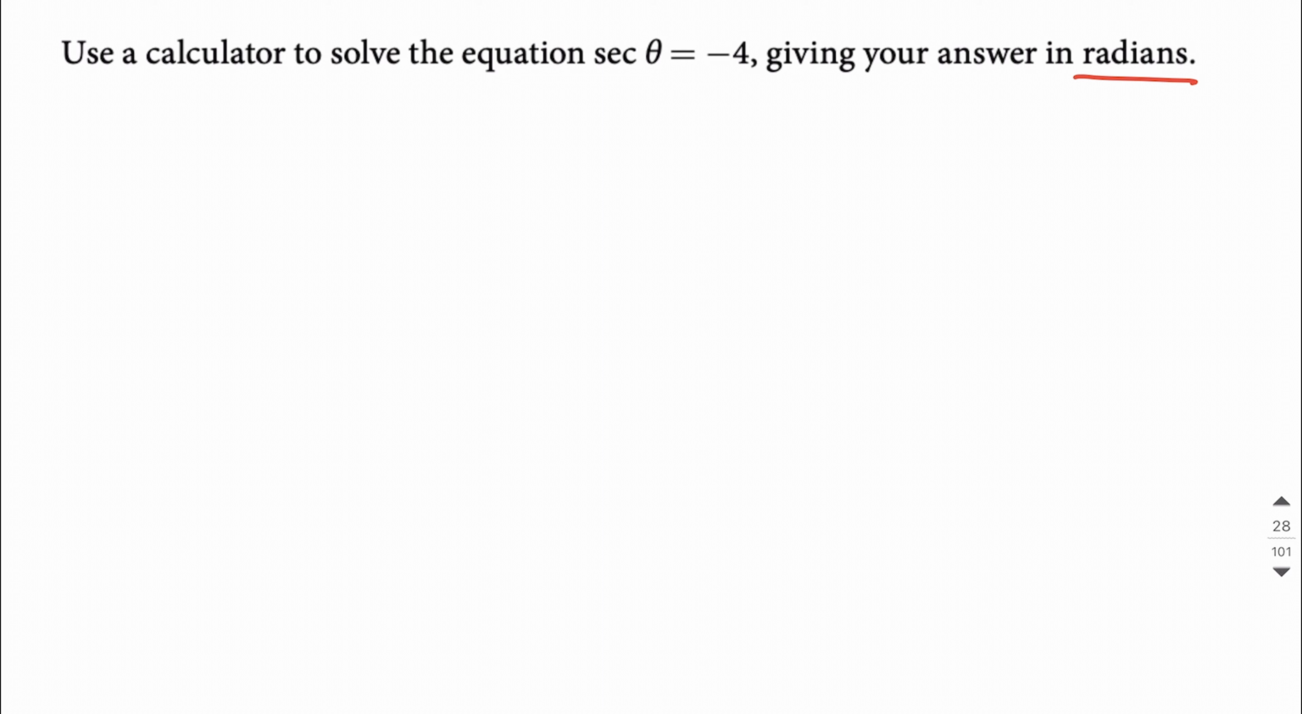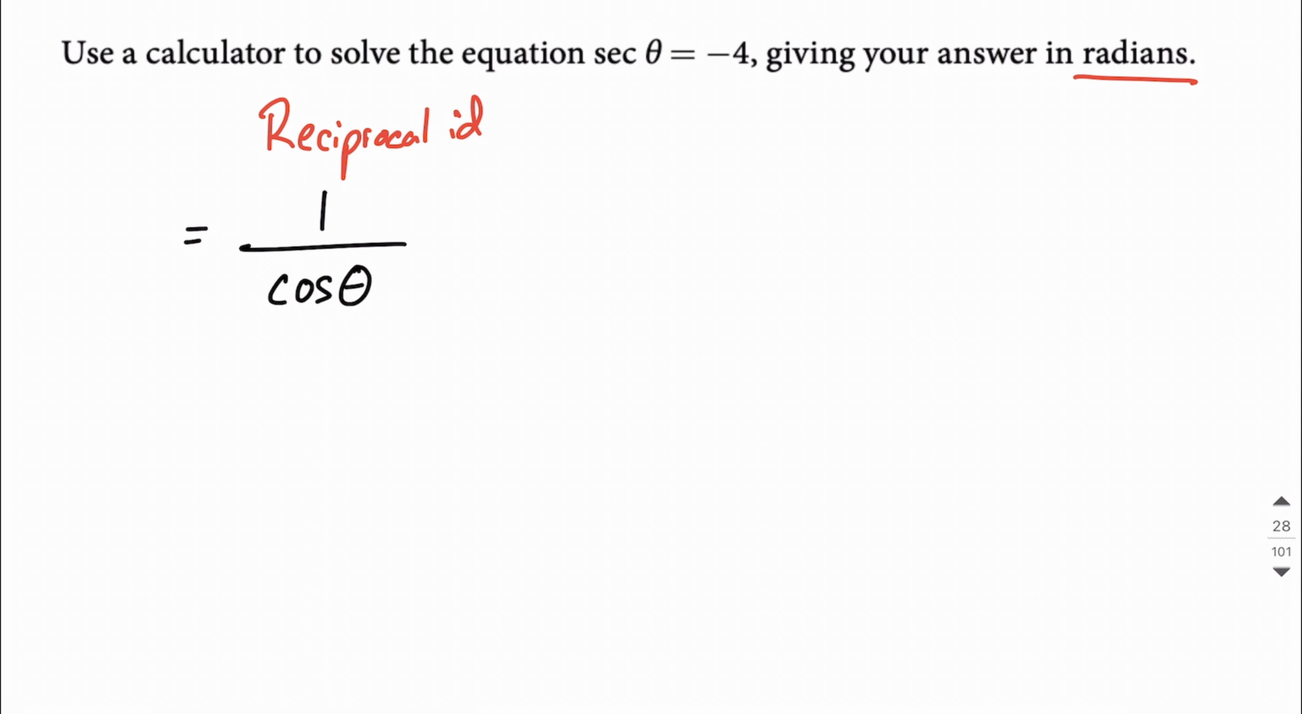The first thing I'm going to go ahead and do is rewrite this. We don't have a secant inverse button on our calculator. So let's rewrite this using a reciprocal identity. The reciprocal identity being that secant is 1 over cosine, that secant of theta means the same thing. And we're trying to solve this equation: 1 over cosine of theta equals -4.